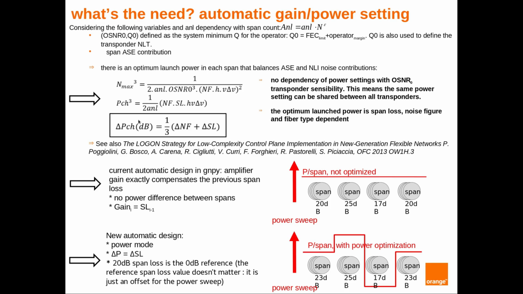But the GN model is telling us, if we put some very simple equations here, that the optimum power setting is span loss dependent. So it may not be optimum to launch the same power in every span. We could still do the power sweep to find the optimum, but we try to have a power difference based on the predicted slope of 0.3 versus span loss, meaning that if you have a 3 dB span loss difference, you should have a 1 dB power difference between the two spans.